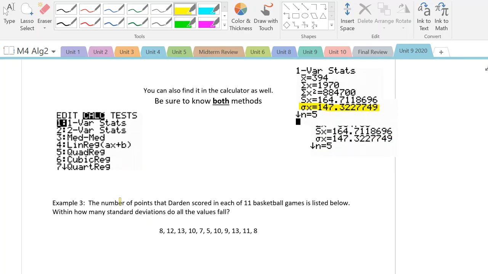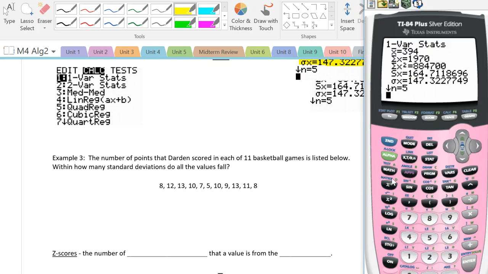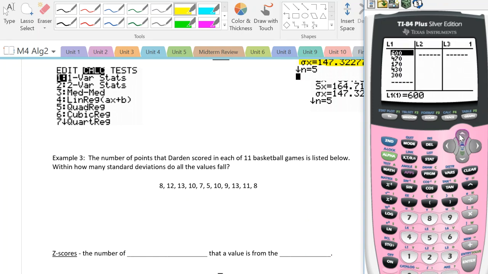Okay? All right, so example 3. The number of points that Darden scored in each of 11 basketball games is listed below. Within how many standard deviations do the values fall? Okay, so first thing I want to do is find the standard deviation. So I'm going to go to edit and I'm going to put in the new data. 8, 12, 13.